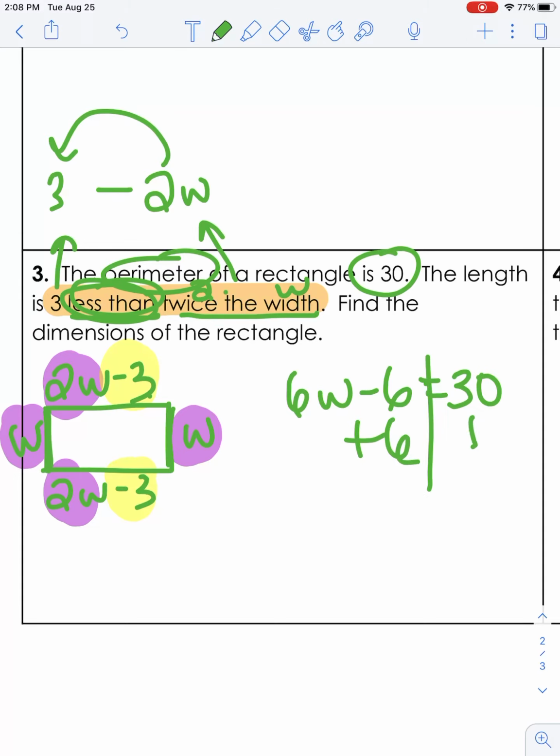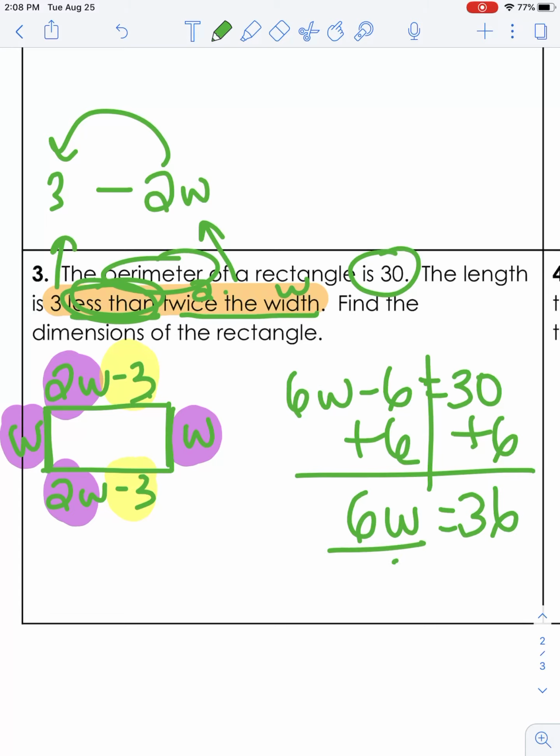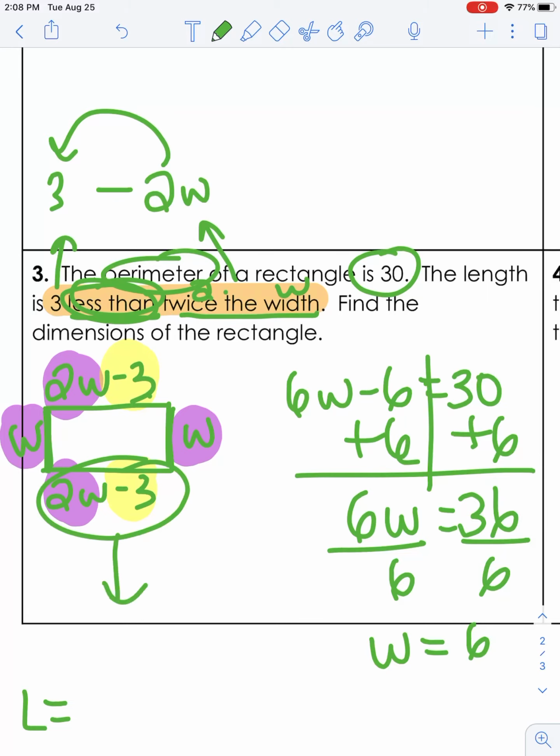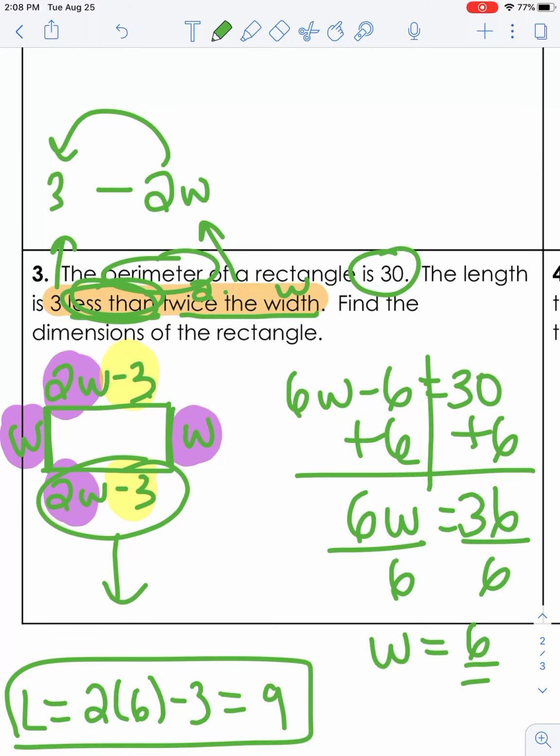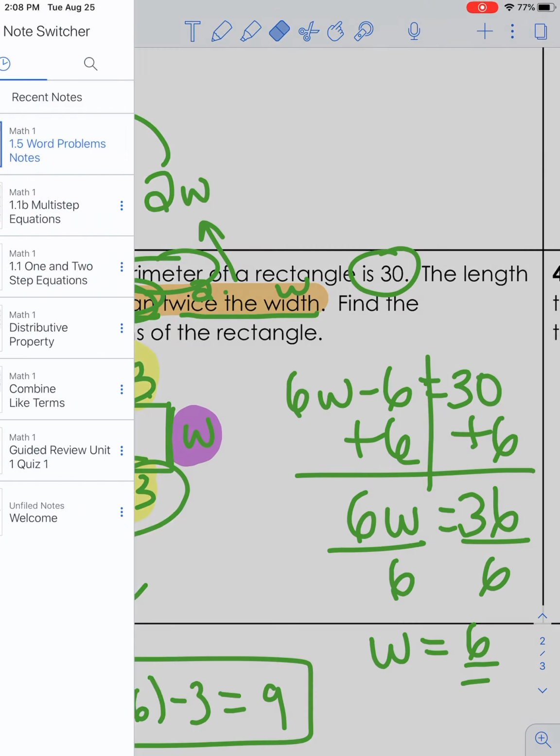Now we can add 6 to both sides. 6w equals 36. We can divide 6 on both sides. The width is 6. If we want the dimensions, we can go back to the length. It's 2w minus 3, and we can plug in that value of 6 for w. 2 times 6 minus 3, that's 12 minus 3 is 9. And we have one more example to go over.